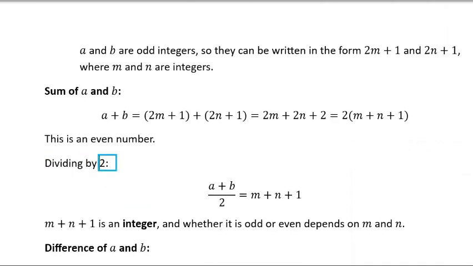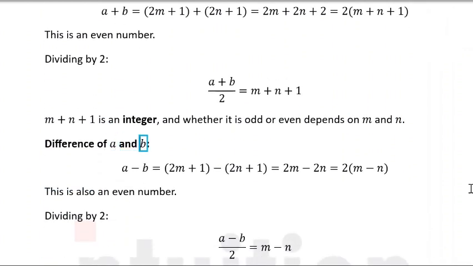Dividing by 2, numerator a plus b, over 2 equals m plus n plus 1. m plus n plus 1 is an integer, and whether it is odd or even depends on m and n.